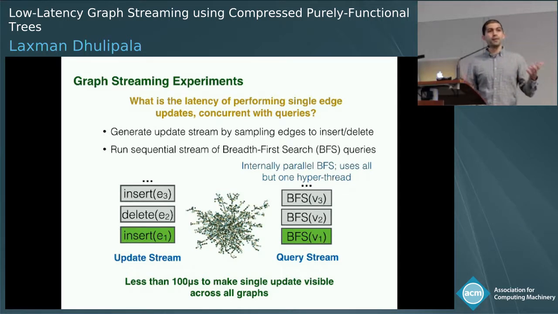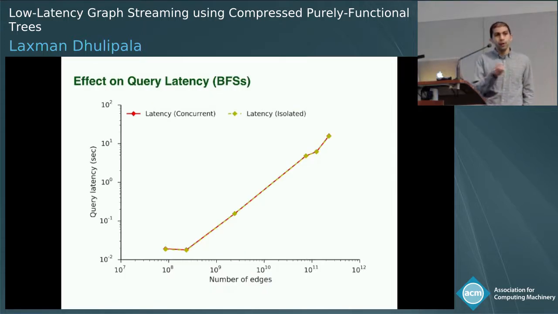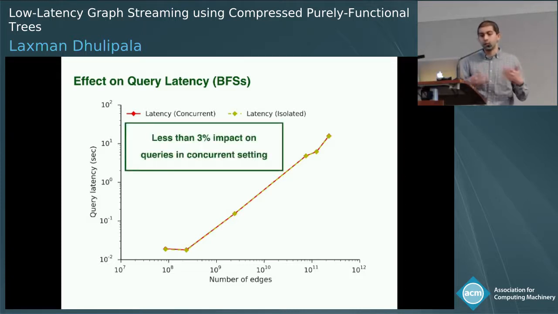And when we ran these updates and queries concurrently, we can make a single edge update visible in less than 100 microseconds across all of our graphs, including this hyperlink 2012 graph with over 200 billion edges. Now you might ask, what is the effect of running these updates concurrent with the queries on the query latency? So we ran an experiment where we ran the queries in isolation using all 144 hyperthreads, and then concurrently with the updates using 143 hyperthreads. And we found that there's less than a 3% impact on the queries in this concurrent setting, which might be due to having one fewer hyperthread.